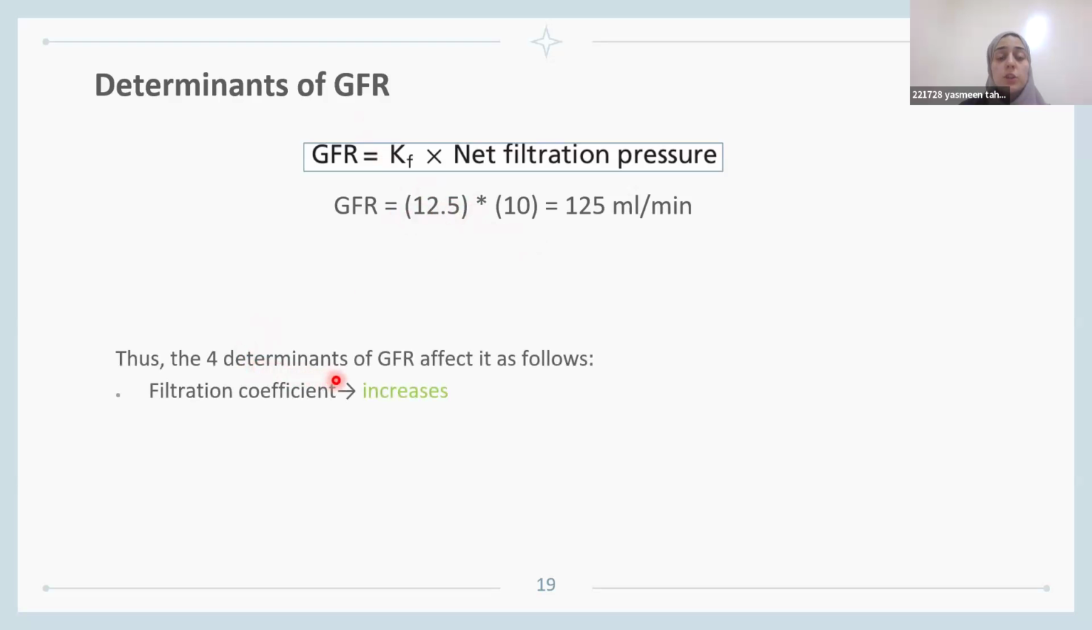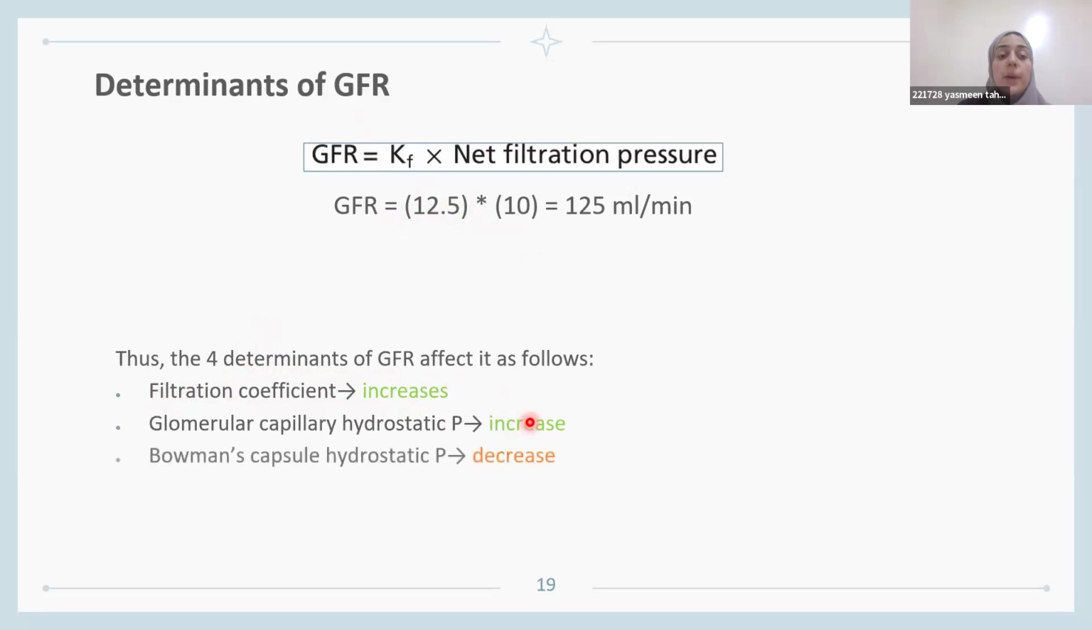So these are the determinants of GFR and how they affect the GFR. Filtration coefficient, if it's increased, it increases the GFR. The glomerular capillary hydrostatic pressure, if it increases, again, increases the GFR. But the Bowman's capsule hydrostatic pressure decreases the GFR, and the glomerular capillary oncotic pressure decreases the GFR. Those both affect the GFR negatively, and those two affect it positively. They increase the GFR.